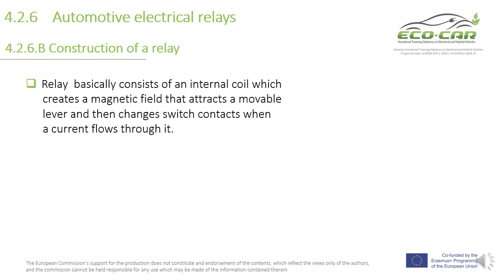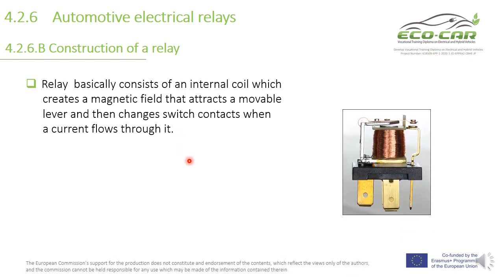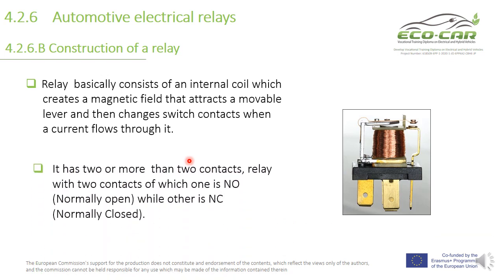A relay basically consists of an internal coil which creates a magnetic field that attracts a movable lever and then changes the switch contacts when a current flows through it, as shown in this figure. This is a picture of a relay. This relay has two or more contacts. So this contact, and also here is another contact. So it has two contacts.